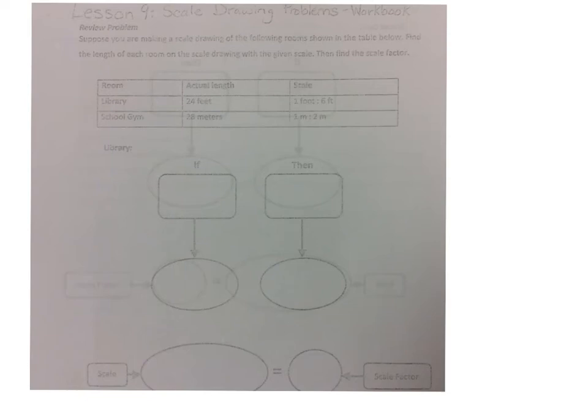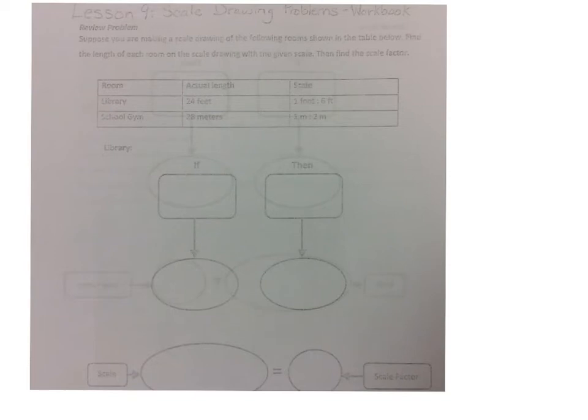On lesson 9, we're going to do some reviewing of scale drawings again. So the review question says, suppose you're making a scale drawing of the following rooms shown in the table below. Find the length of each room on the scale drawing with the given scale. And then it says find the scale factor. So we're just going to start with the first question.